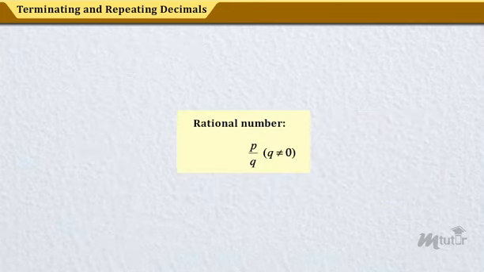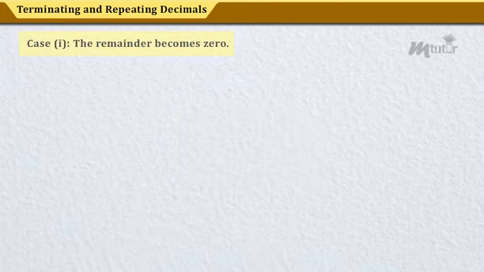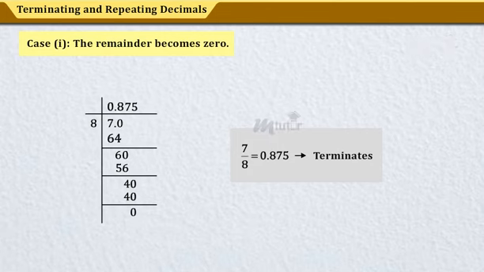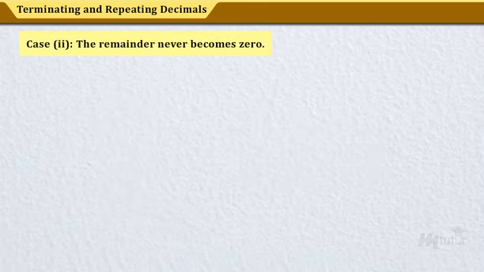Thus for any rational of the form p by q, where q is not equal to 0, we have two cases. Case 1, the remainder becomes 0. In this case, the decimal expansion terminates, or ends after a finite number of steps. We call the decimal expansion of such numbers terminating. Case 2, the remainder never becomes 0.